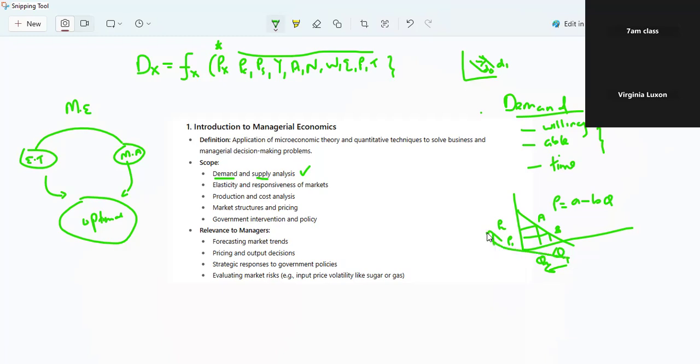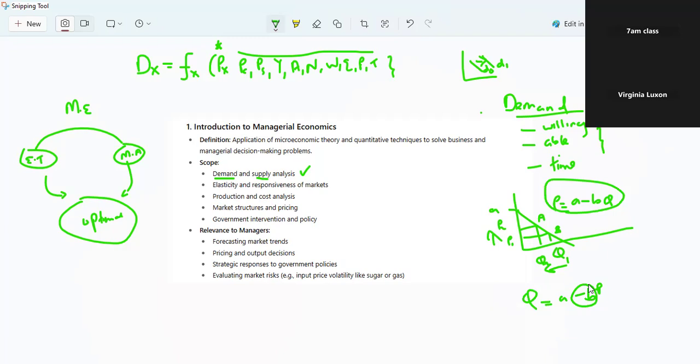Is that clear? So P is equal to A minus BQ describes the demand curve. This is the standard demand function, where A is the intercept. You can even put it in terms of Q: Q is equal to A minus BP. So this is the demand function. The key thing you need to understand here is that the slope for the demand is always negative.